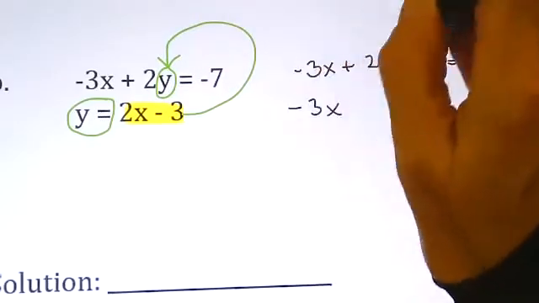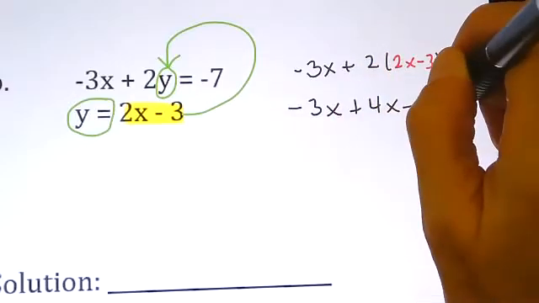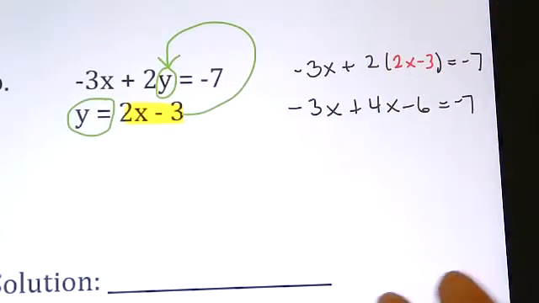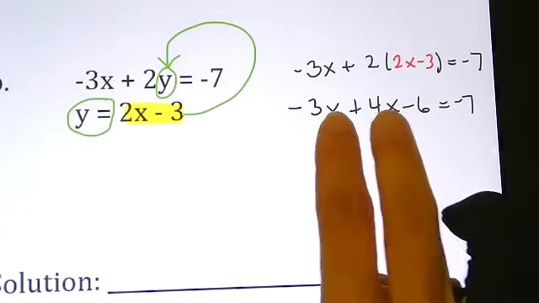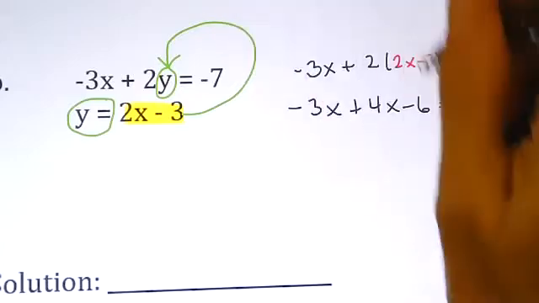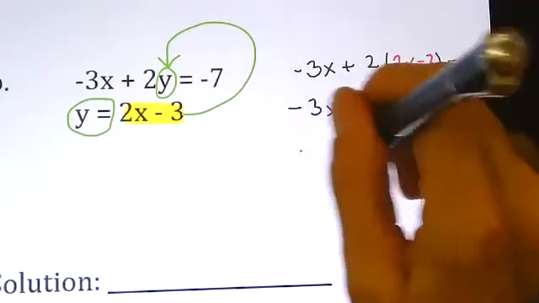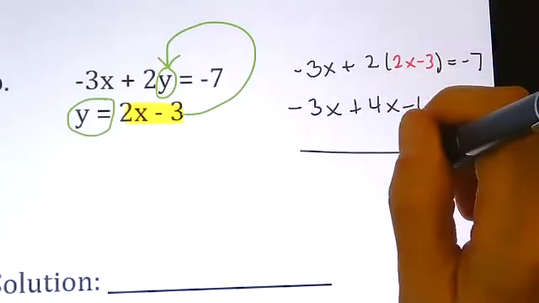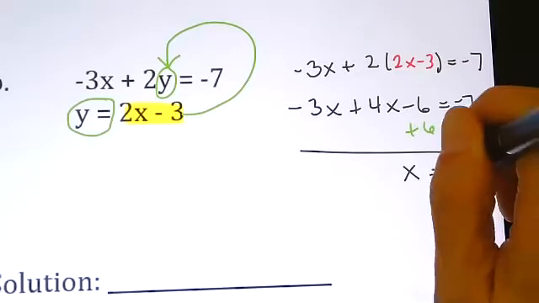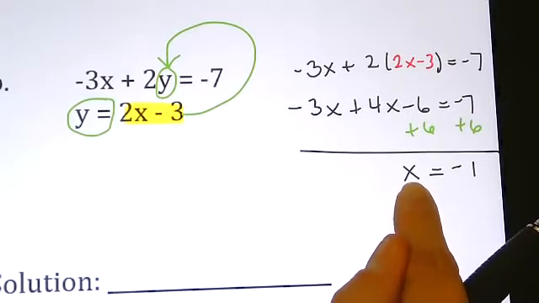So negative 3x, distribute. Okay, so we get that. Adding here, we get 1x, combining those. I can add 6 to both sides to move the 6 to the other side. So that leaves me with 1x, because negative 3 and 4x is 1x, equals, and then over here we get negative 1.